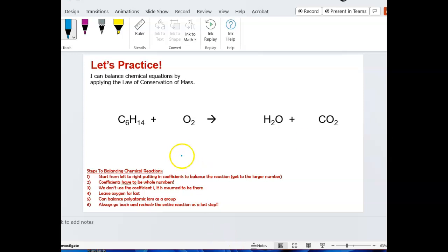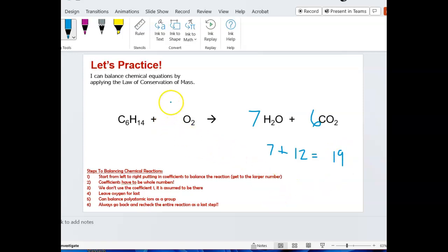Okay. So 6 carbons went in, 6 came out now. I put a 6 in front. 14 hydrogens went in, 7 times 2, 14 hydrogens came out. I have 7 oxygens here plus 12 more. So that is 19 oxygens on the right-hand side and only 2 on the left.